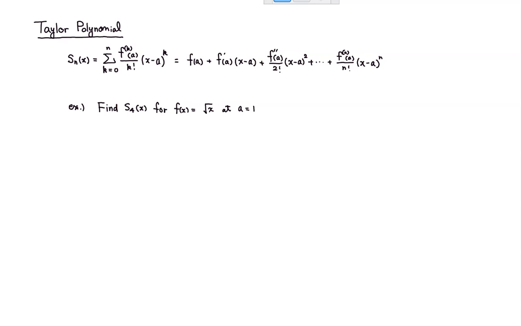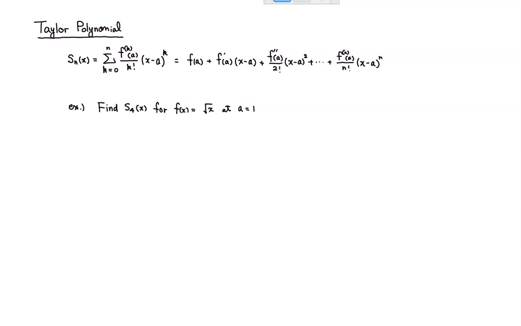All right, let's look at the Taylor polynomial. The Taylor polynomial is just the first part of the Taylor series. So instead of including all infinitely many terms, we're going to only keep the terms up to the nth power. So we call it the nth degree Taylor polynomial.